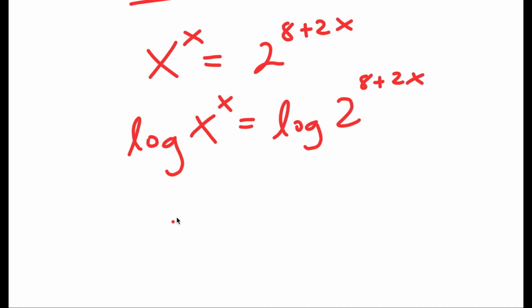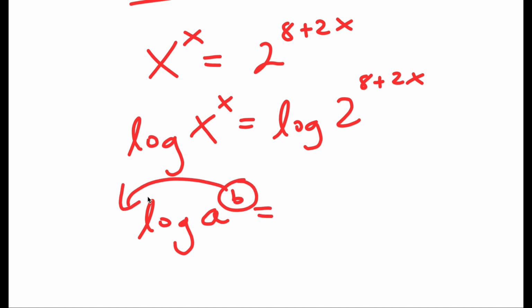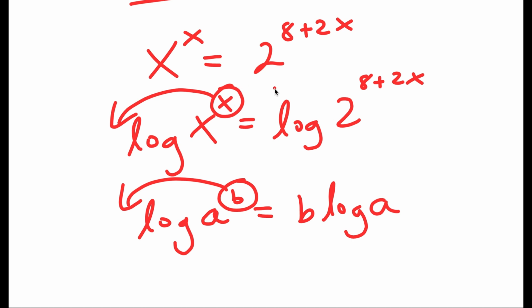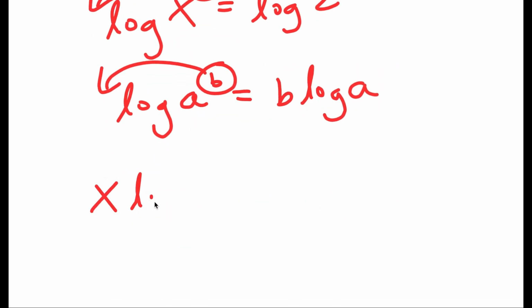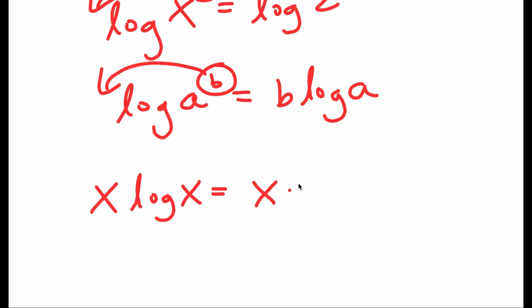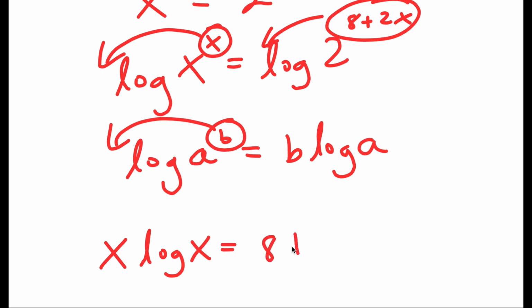And now, if I have something in the form log of a to the power of b, I can move this exponent b to the front. So this turns into b times log a. And this is the property which really makes logarithms useful, because now I can move the x here to the front, so we don't have to deal with the x being an exponent anymore, and I can also move 8 plus 2x to the front. So now I have x times log x is equal to 8 plus 2x times log 2.